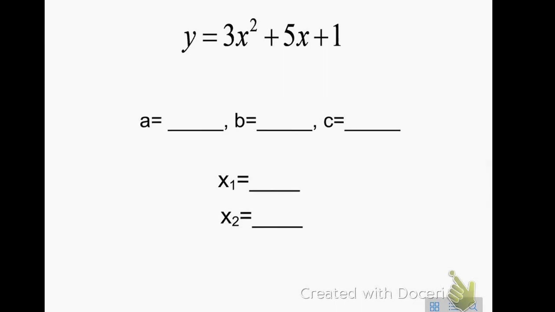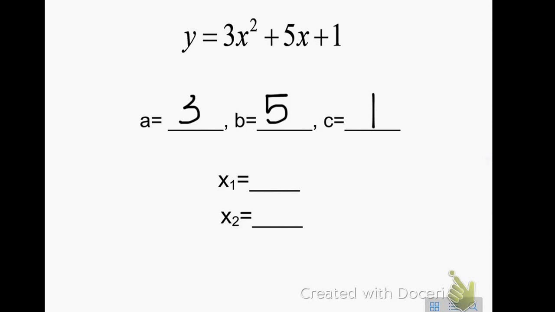So, if your first equation is y equals 3x squared plus 5x plus 1, I know that A is going to be equal to 3 because it's in front of the x squared term. B is going to be equal to 5. And C is going to be equal to 1.